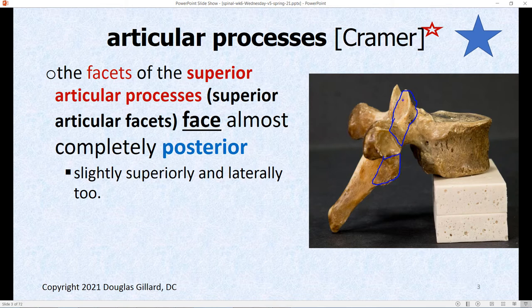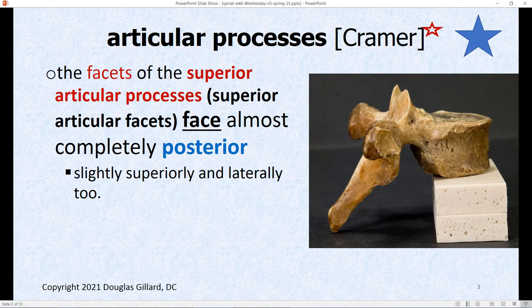We can also see the facet, put in pink. Facet would be right there. Now we can't see the facet of the inferior articular process. All right, now you guys know that already, but it's important to know which direction these facets face. Those are always kind of softball board questions.